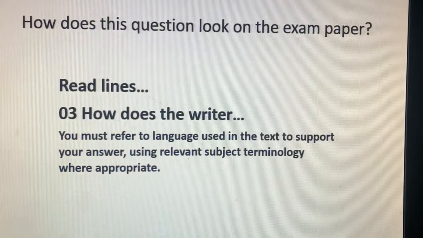This is how the question would look then. It will give you a certain number of lines to look at. Then it will ask, how does the writer? And then it will give you a bullet point reminding you exactly what you're being assessed for.